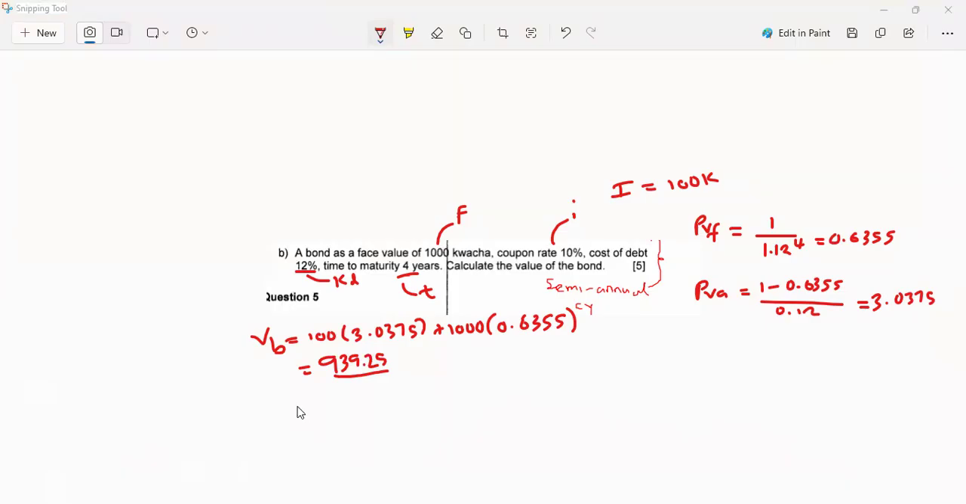So what becomes our current yield? What is our current yield? 10.65%. So this is our current yield.